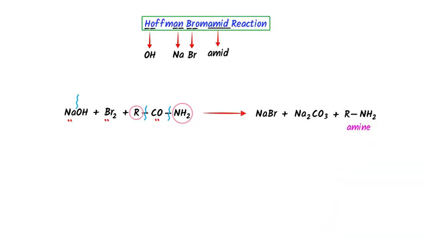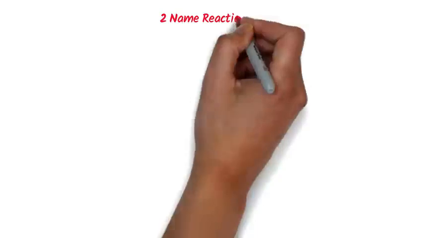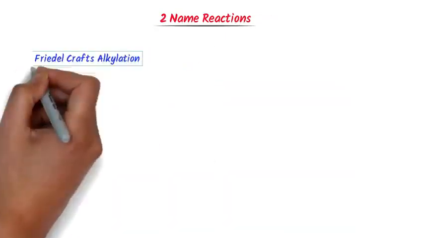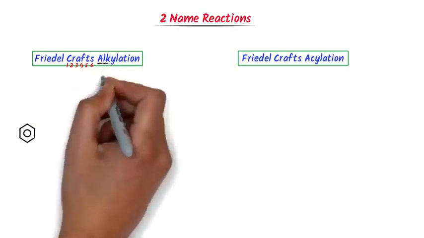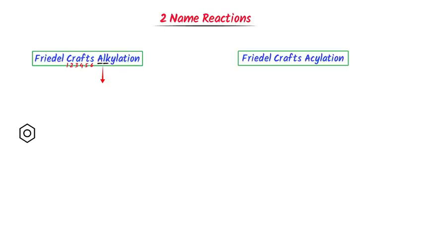Thus note it down. Now let me teach you two more reactions, Friedel-Crafts alkylation and Friedel-Crafts acylation. Well, I always count the letters of Crafts: 1, 2, 3, 4, 5, 6. These 6 letters remind me of the 6 carbons of the benzene ring. So I write here benzene ring. Secondly, this A and L in alkylation remind me of AlCl3, aluminium chloride. So I write here aluminium chloride.